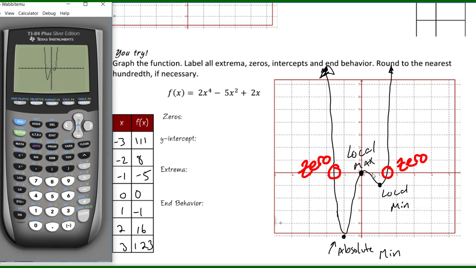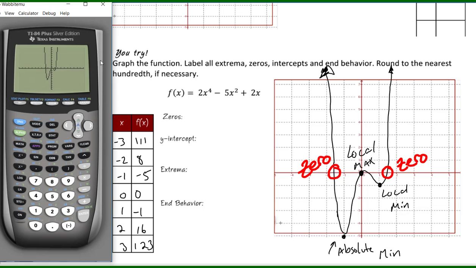Locals are in the area that is min or max. So this is in the area. This is a local max because this goes up and up and up forever. This is a local min because it's bigger than this absolute minimum here. So let's find the actual values.